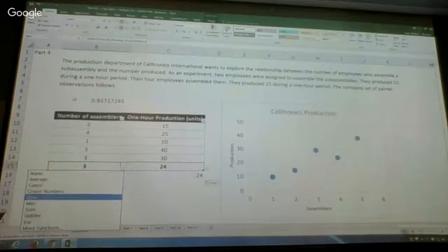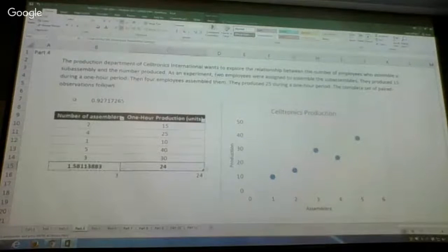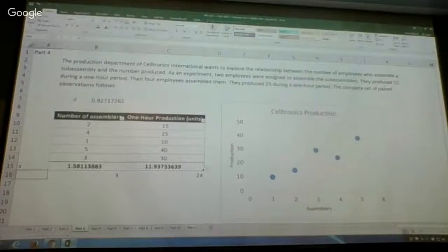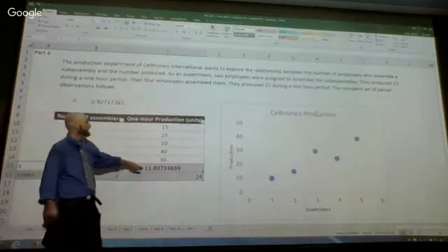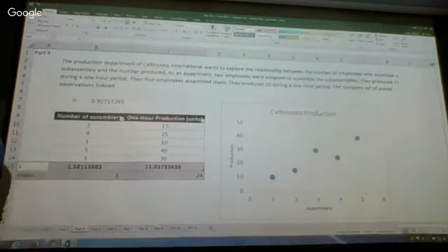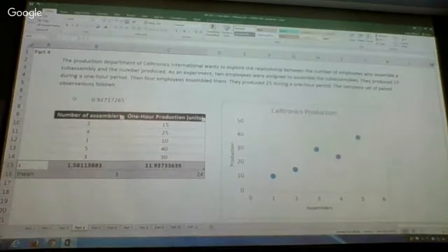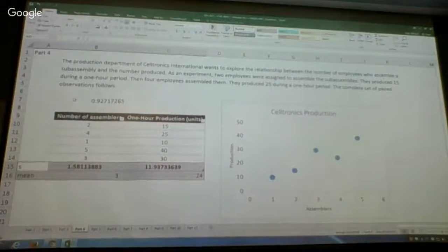And the standard deviation. So now I have a standard deviation and I have a mean. I have the mean and the standard deviation for the number of assemblers. I have the mean and the standard deviation for the number of units produced. I also have the correlation R, and I can use those things to generate my regression equation.